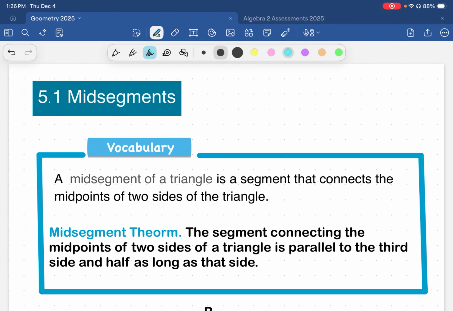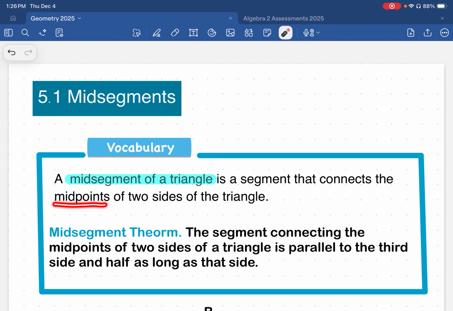Today's lesson is 5.1, Midsegments. The midsegment of a triangle is the segment that connects the midpoints of two sides of the triangle. Now remember, we have seen that word midpoints before. This means we are exactly in the middle of one of the sides of the triangle.